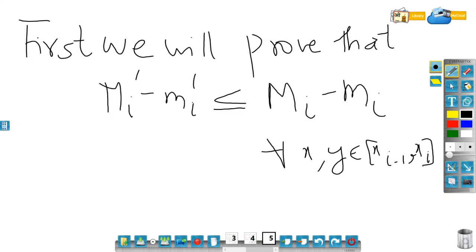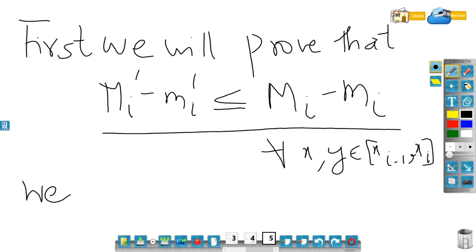Okay, so let me prove this. Basically, this is my claim. Since capital Mi is a supremum and small mi is an infimum, that would imply f of x lies between small mi and capital Mi for any x belonging to [xi minus 1, xi]. Similarly, f of y lies between small mi and capital Mi for any y belonging to [xi minus 1, xi]. So let's write that down.